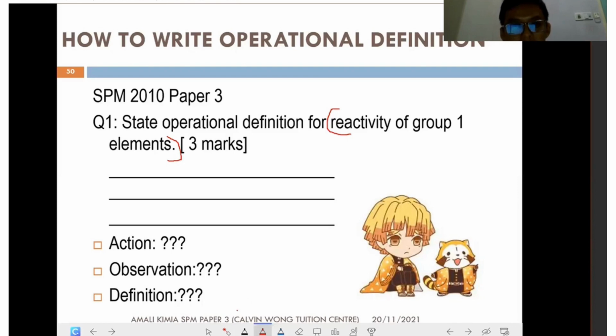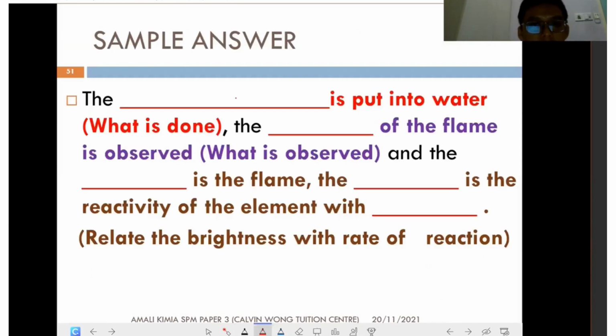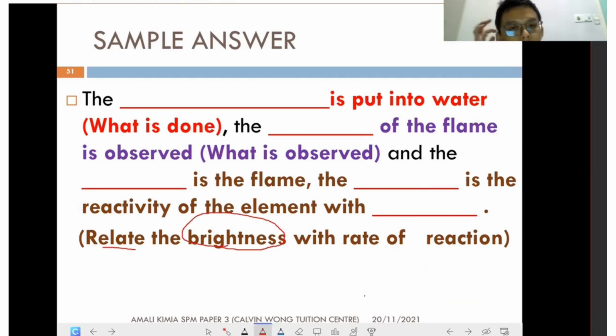You can just try. I give you the template. What is put into the water, what is observed, and what the flame, and what the reactivity of the element with what. See, I relate the concept with the rate of reaction with the brightness. Semakin brightness, semakin terang fire dia punya flame, semakin hebat dia punya reaction, semakin fast the rate of reaction. So you can try.